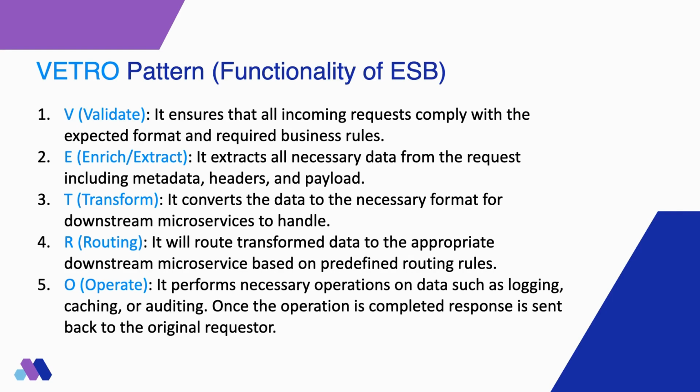Transform. It converts the data to the necessary format for downstream microservices to handle. This could involve schema conversion, applying business rules, or performing complex calculations. Routing. This component routes transformed data to the appropriate downstream microservice based on predefined routing rules. Routing rules depend on factors such as request type, destination microservice, and data content.